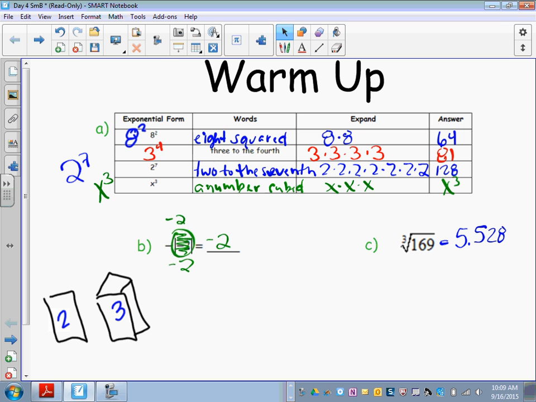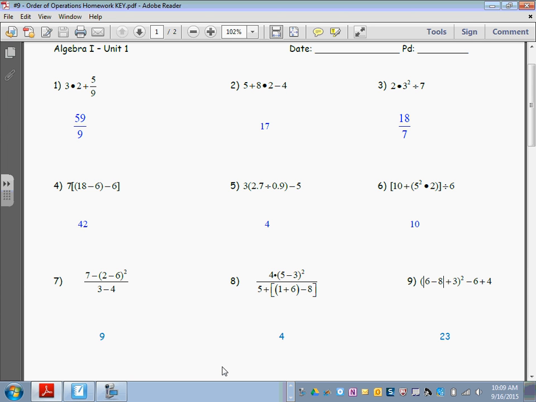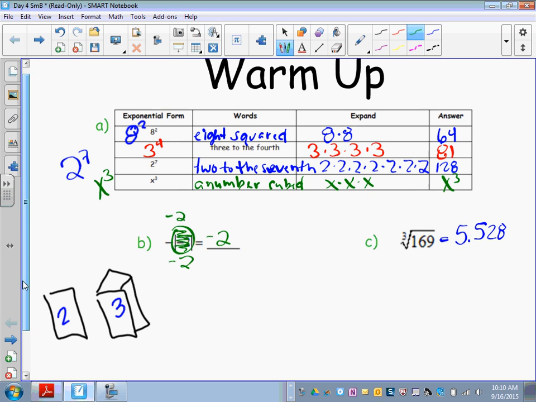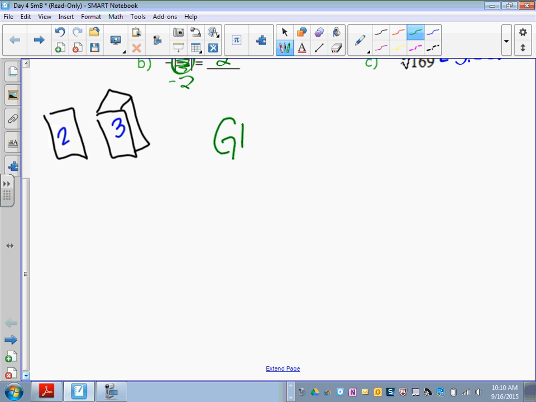Alrighty. So let's take a look at the homework then. Do we have any questions on numbers 1 through 9? Give you a few seconds to take a look at it. Questions on 1 through 9? What was the acronym we learned last class to tell us which order we need to do our operations in? Very good, GEMDAS. Alright, so we have GEMDAS, and you'll hear that also referred to as PEMDAS.